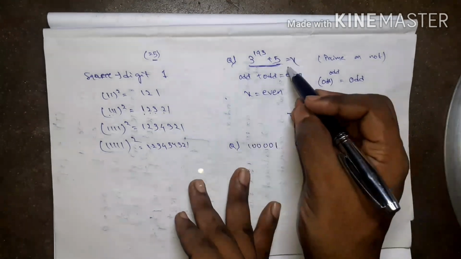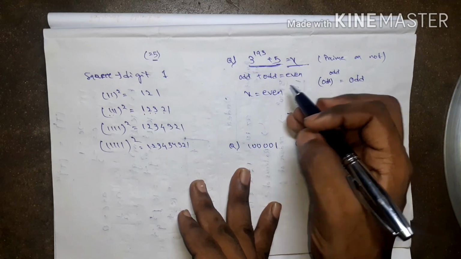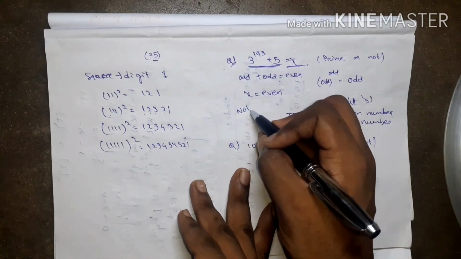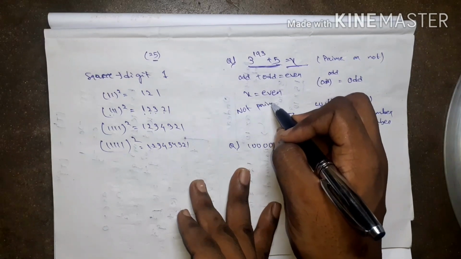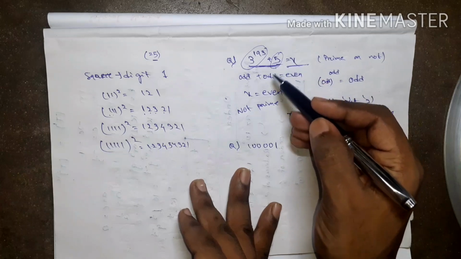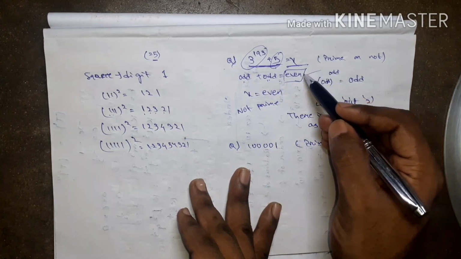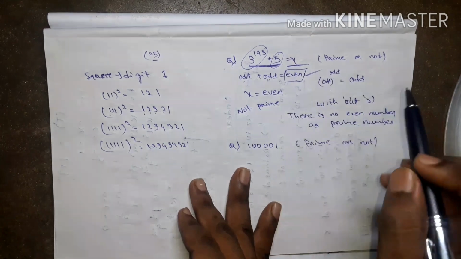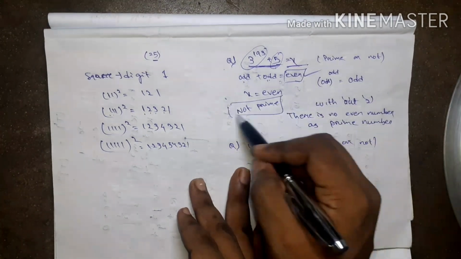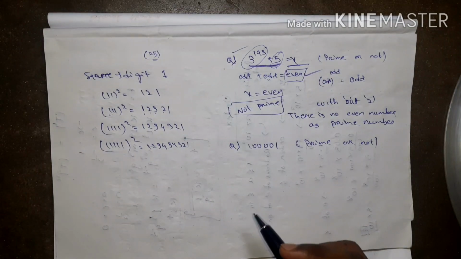If its solution is an even number, is it prime or not? No, it is not a prime number. Not prime. Understand? This is a given odd number. This is also an odd number. Odd plus odd is even. No even number other than 2 can be a prime number. So it is not prime. Then go for the second question.